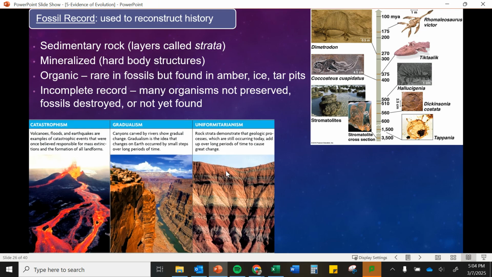There are also different things that can happen and affect our fossils. We can have catastrophism when we have catastrophic events, or we can have gradualism, where layers are deposited over time. Or we have different layers as well.